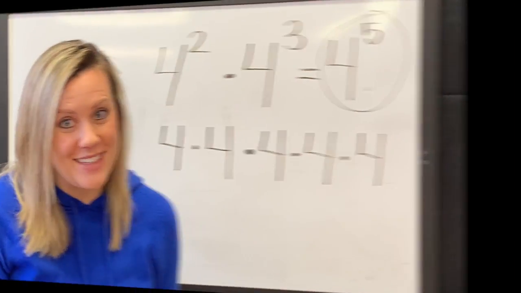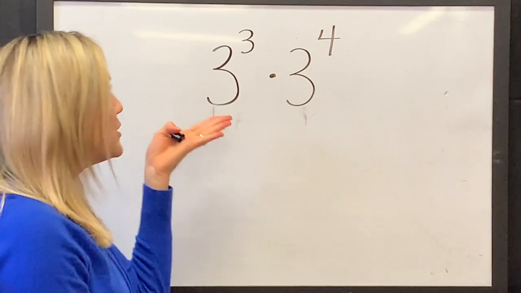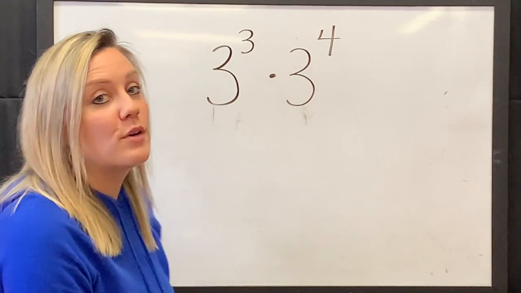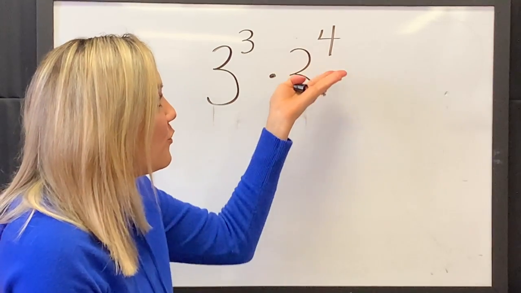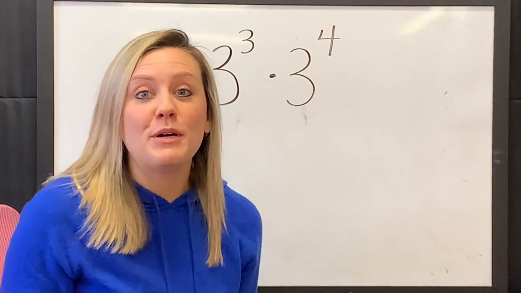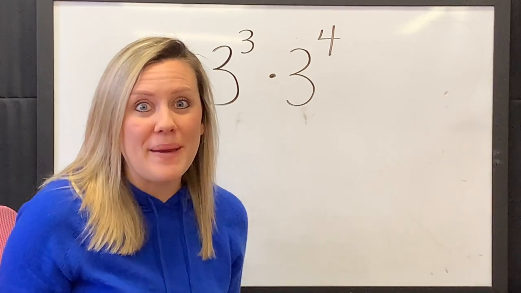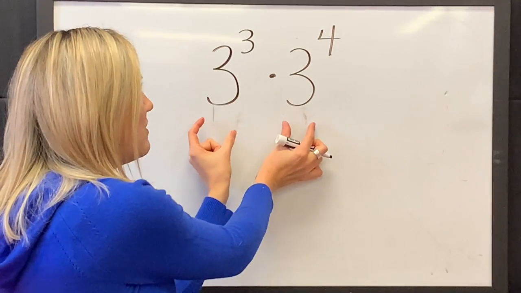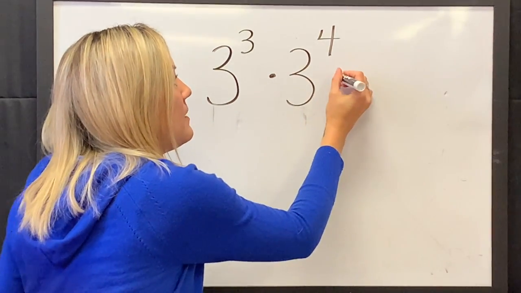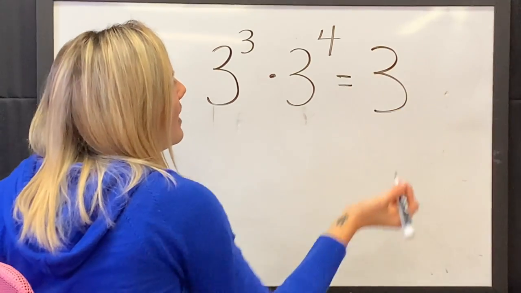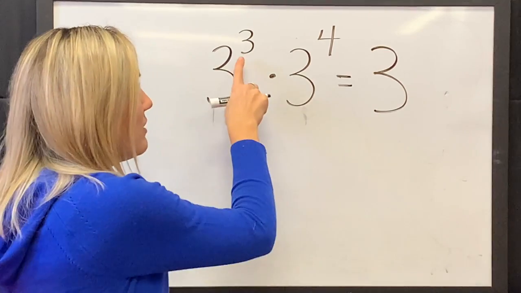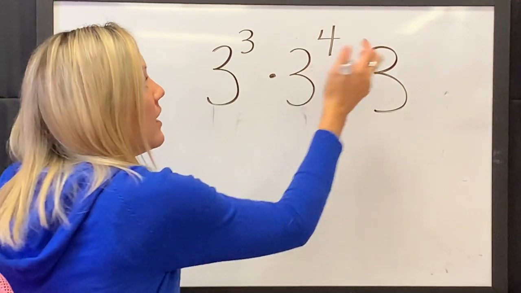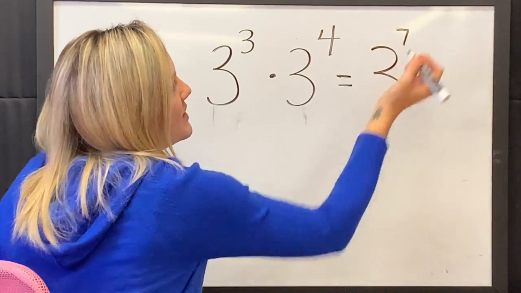Let's do another one. For this example, we would have 3 to the 3rd power, or 3 cubed, and then we're multiplying that by 3 to the 4th power. So the first thing I want you to recognize is that our base is 3 in both of these examples, okay? So I'm going to keep that a 3. And then the next thing that you do is you add the exponents. We have 3 here, we have 4 here, and that would give us a total of 7.